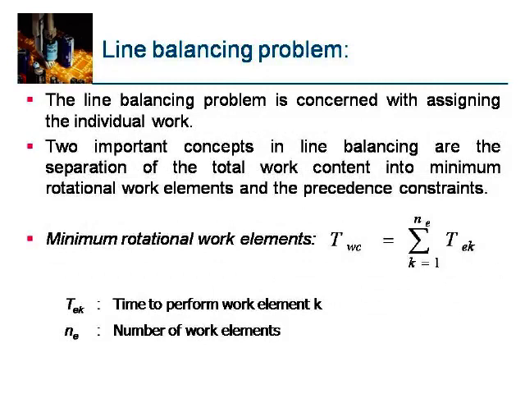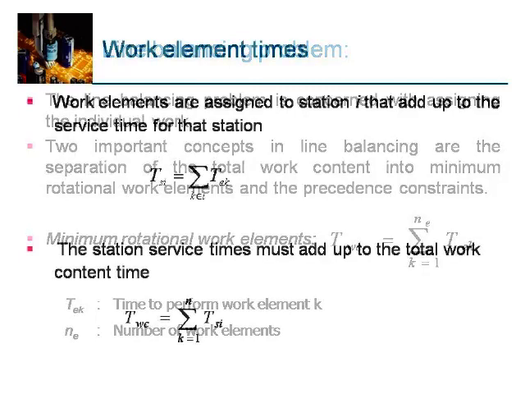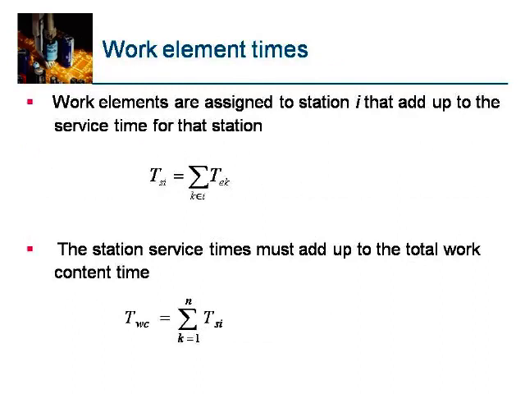Two important concepts in line balancing are the separation of the total work content into minimum rational work elements and the precedence constraints. This is the total work content. The total work content is a sum of minimum rational work element times, and that is called the total work content, and TEK is the smallest, indivisible smallest time, minimum rational work elements and the precedence constraints.